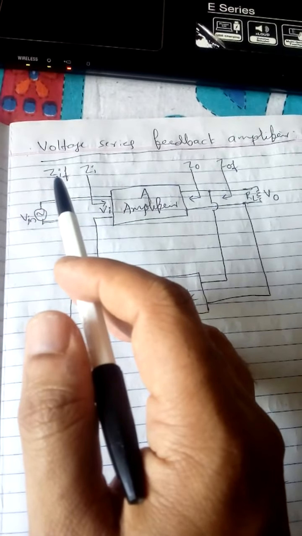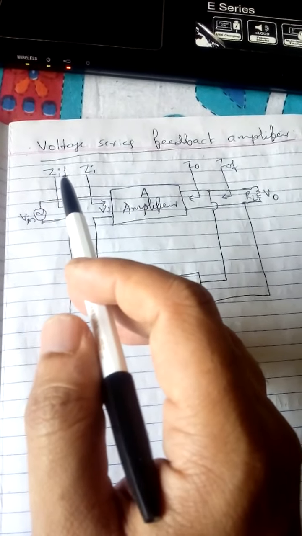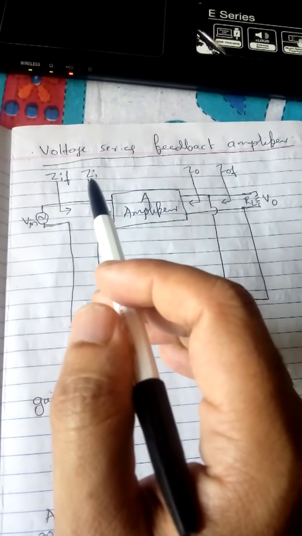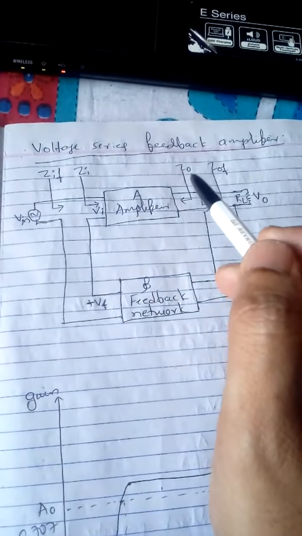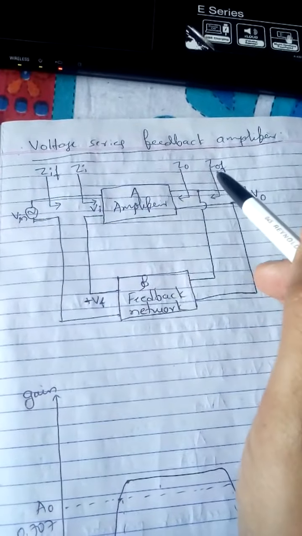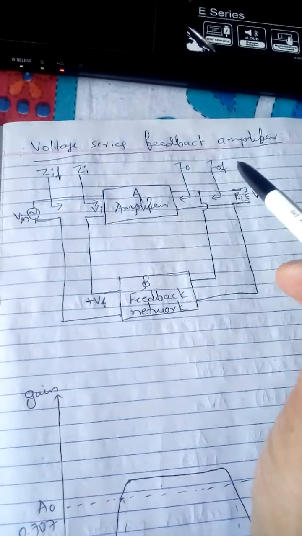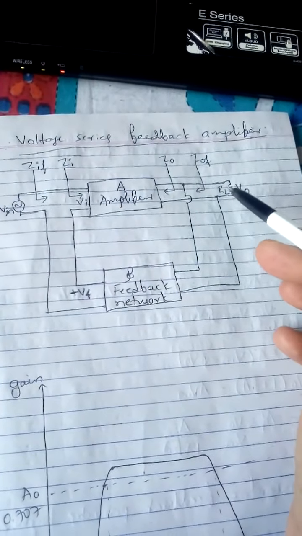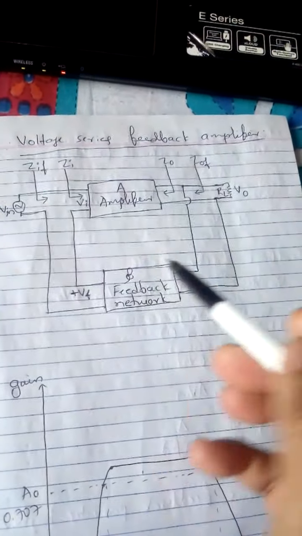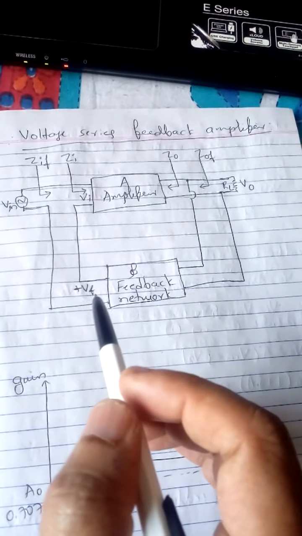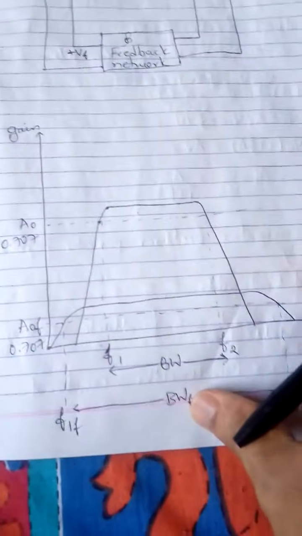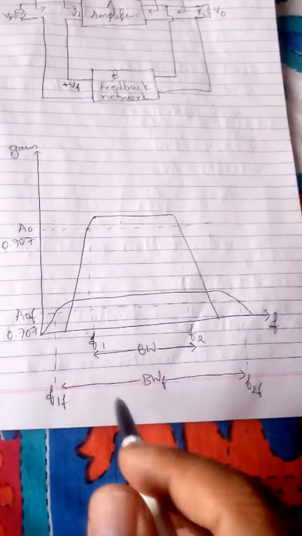ZIF means it is the input impedance with feedback. Zi means it is only input impedance. Similarly, Z0 means output impedance. Z0F means output impedance with feedback. Then output voltage we are checking across one load resistance RL. Then again VF will indicate the feedback signal that is being obtained from the feedback network. So I have one graph here.